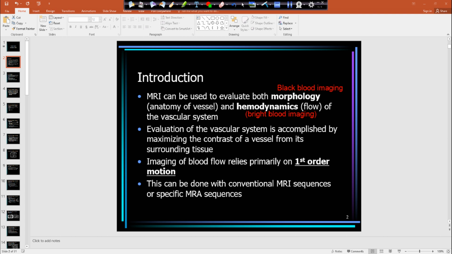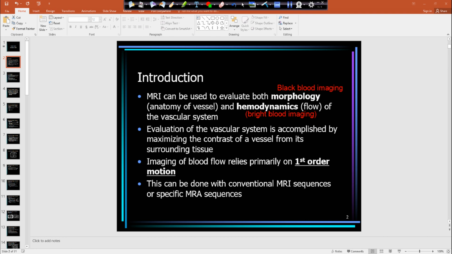So if we're interested in maximizing blood flow so that it's bright, what should we do to our stationary tissue? Just like with flow, saturate it, beat it down. Yeah.